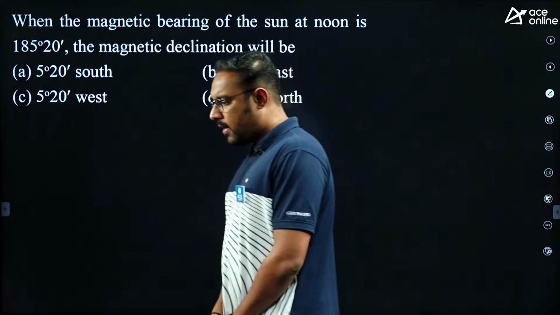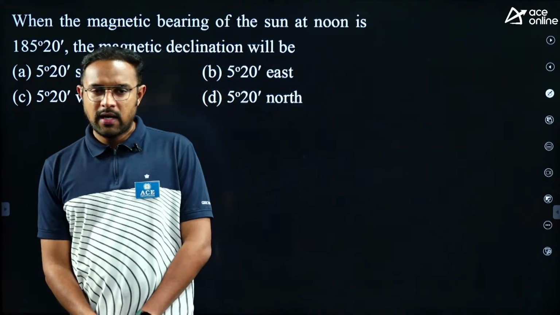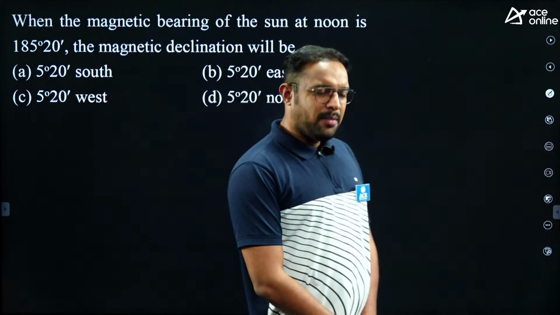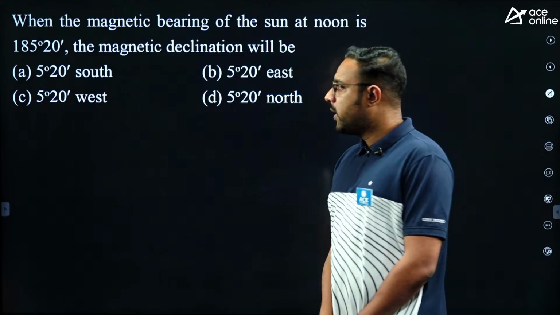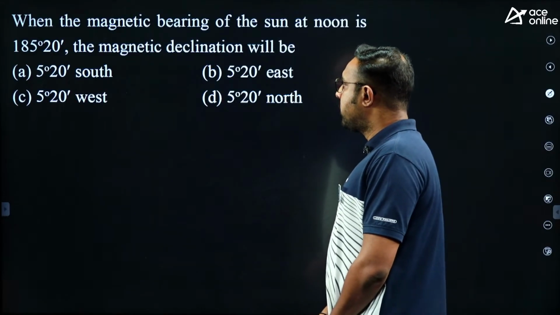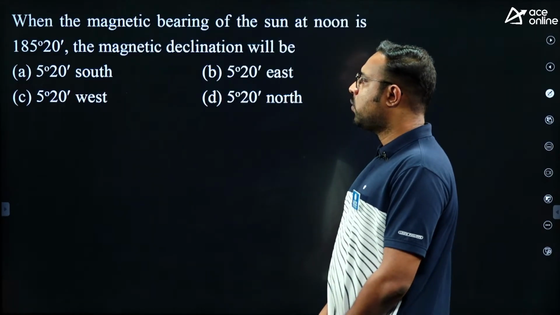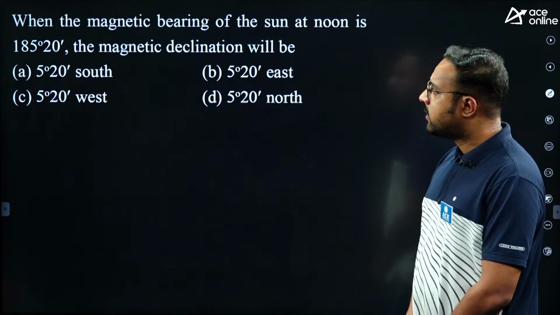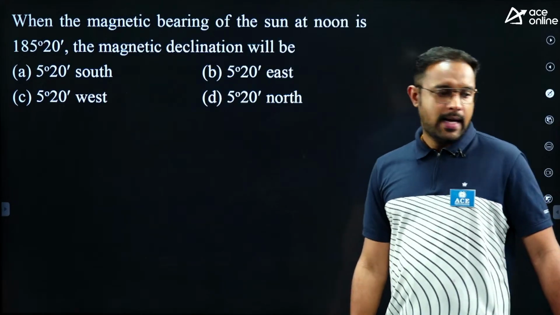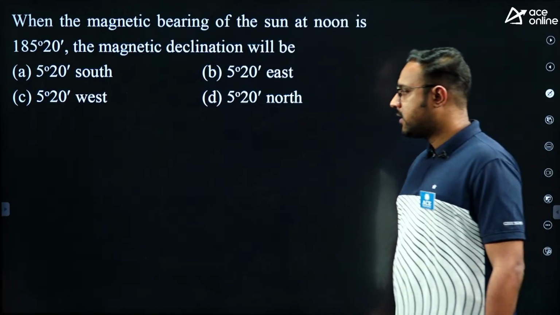You see, it's a higher level question for RRB, right? But let me just try and discuss this. So here they are saying if the magnetic bearing of the sun at noon is 185 degrees and 20 minutes, the magnetic declination will be dash.